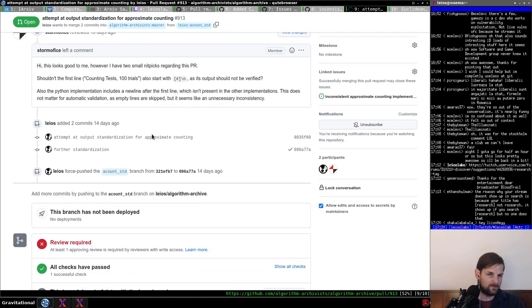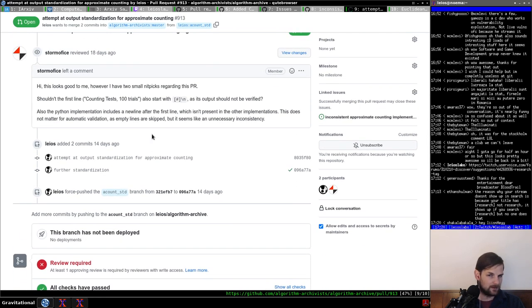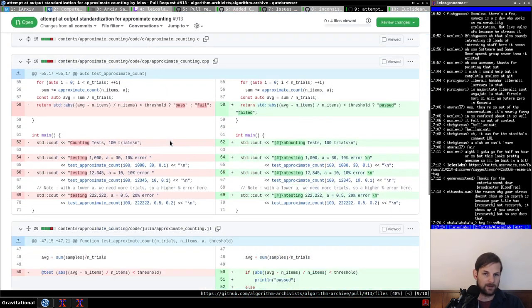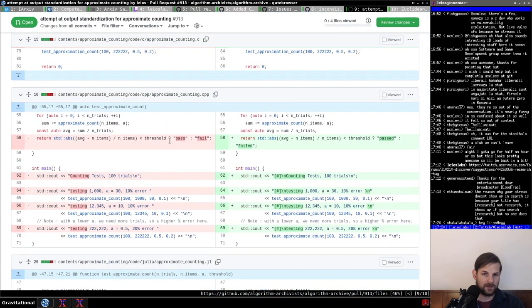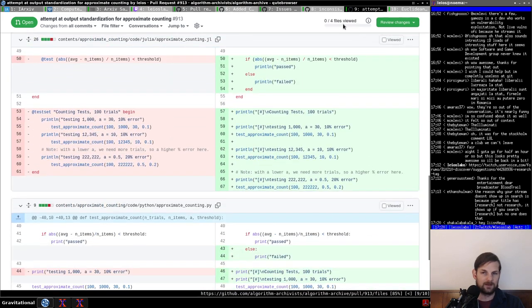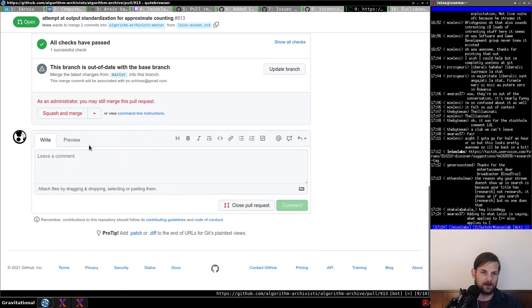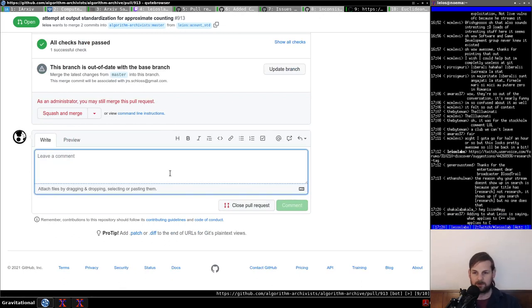I believe this was fixed. The first line counting tests 100 trials also start with that. I think that was fixed. Let's go to files changed. Yes, I believe this has been fixed. So let me just go back over here, and just ask, is this guy ready to be merged? If so, we're good to go.